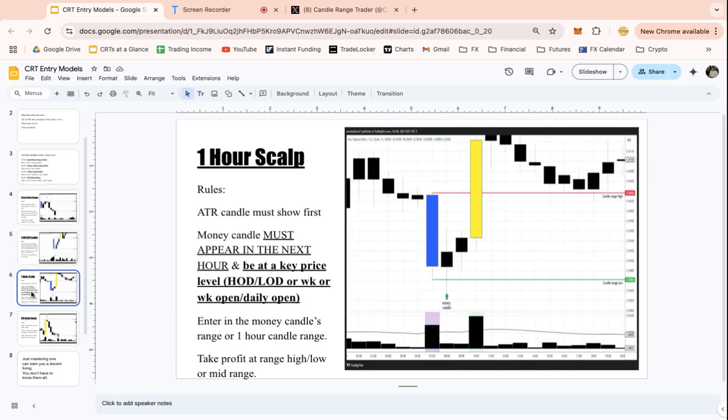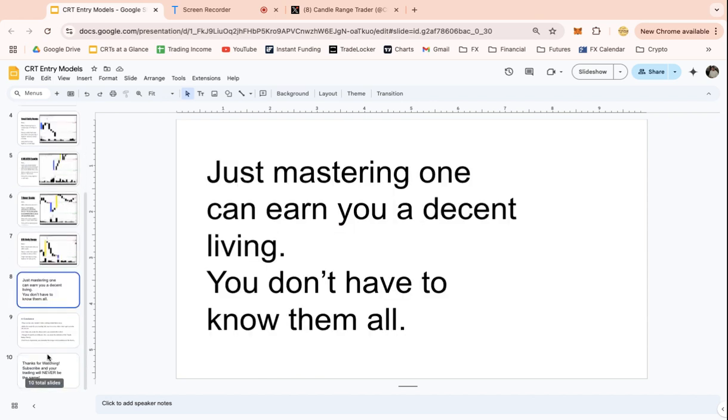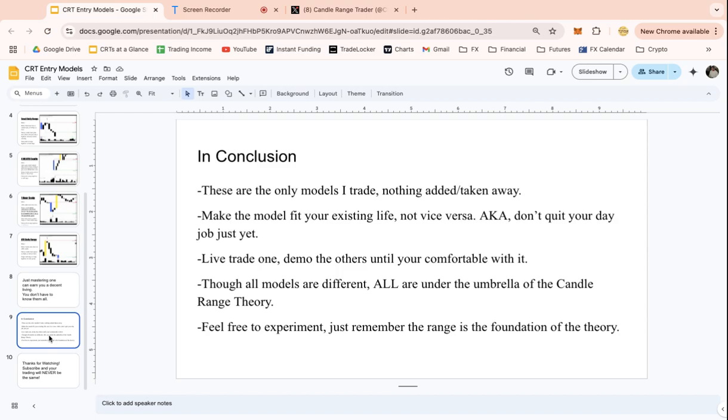Okay, check it every hour on the hour. Get in and get out. Okay, so it's up to you, but you don't have to know them all. So in conclusion, these are the only models that I trade. Nothing added, nothing taken away.